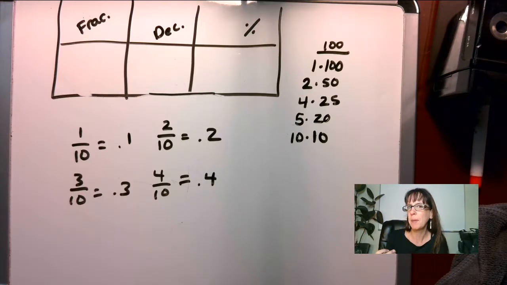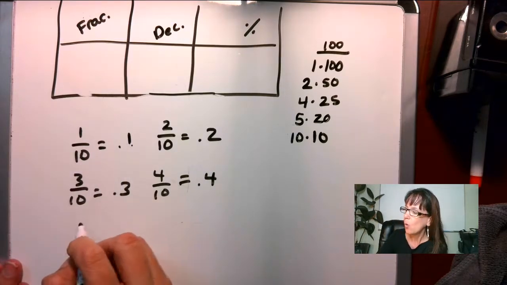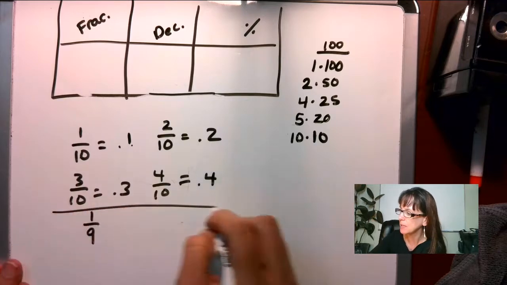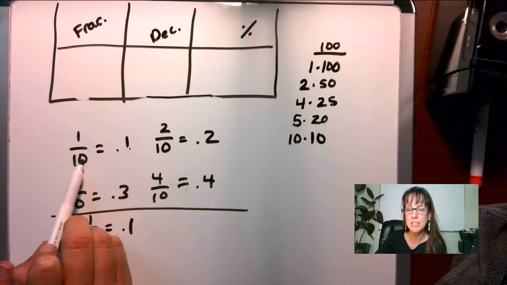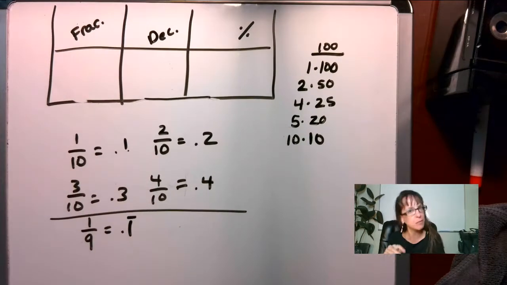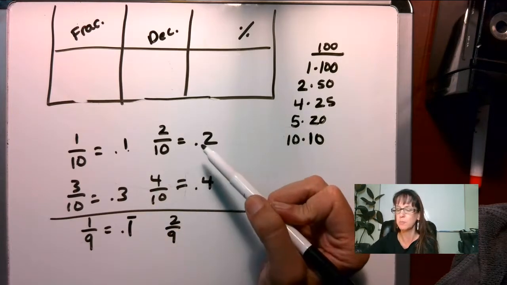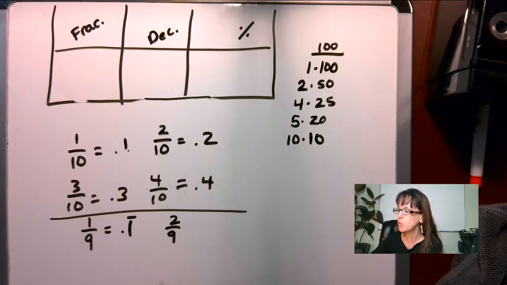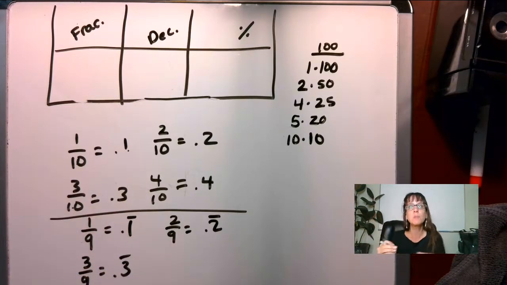Here's the deal. Why I want you to memorize those is because 1 over 10 is 0.1. 1 over 9, I'm going to break this up here, 1 over 9 is actually 0.1, just like 1 over 10, but with a line over it. It goes on forever and ever and ever. 2 over 10 is 0.2, 2 over 9 is 0.2 with a line over it. 3 over 10 is 0.3, 3 over 9 is 0.3 with a line over it. So those are some good ones to know. So now you know your tens, your nines.